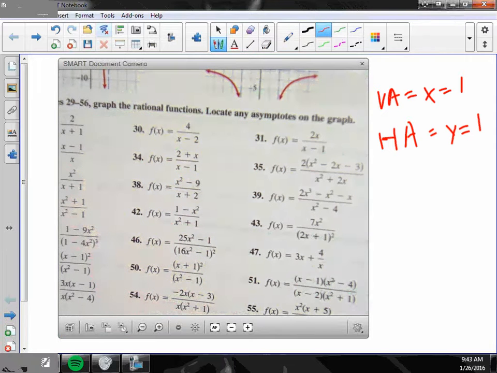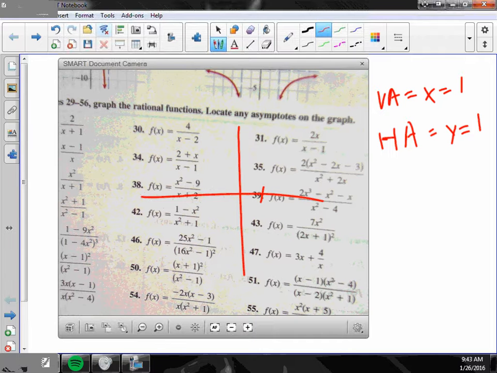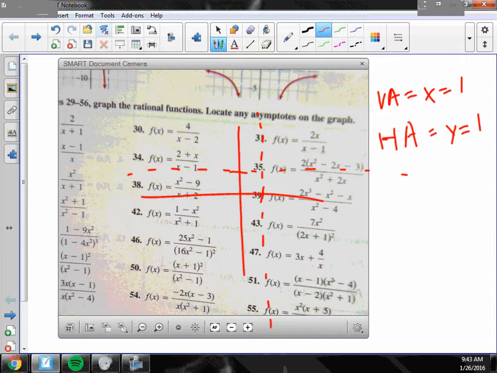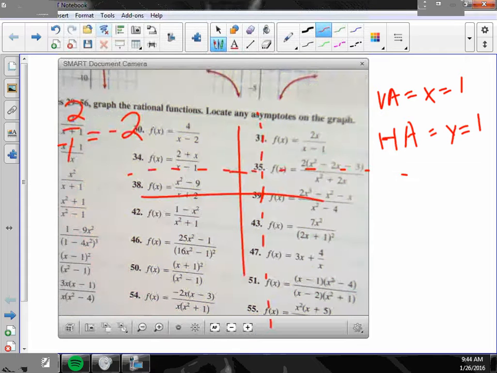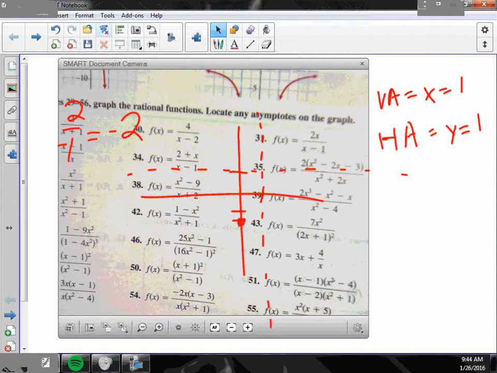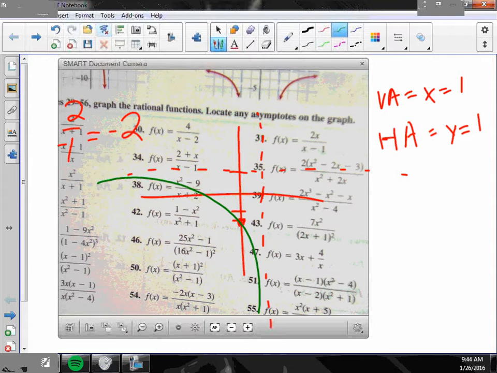Okay. So x equals 1 is our vertical asymptote. Y equals 1 is our horizontal asymptote. What number do we want to plug in on the left side? 0. So I plug in 0, and I get 2 over -1, which is above or below the HA? So 2 over -1 will give us -2, which is below the HA. So 0, -2 is one of the points. So the left side of the graph is going to look like this.